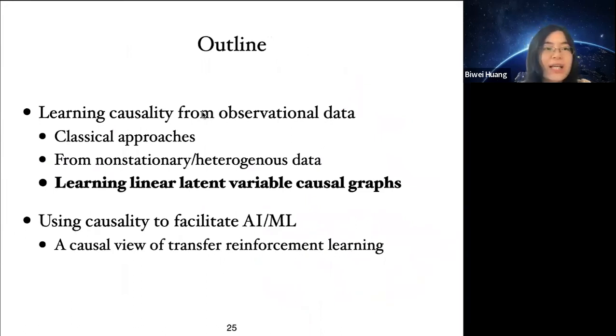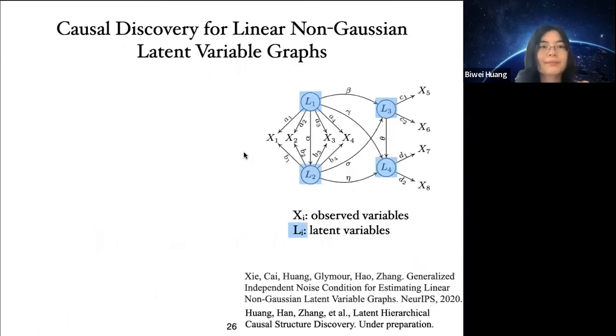Now let's go to the second project in causal discovery, learning linear latent variable causal graphs. Currently, existing methods in causal discovery usually focus on causal relations between the observed variables. But in many scenarios, the observed ones may not be the underlying causal variables, but are generated by latent causal variables or confounders that are causally related. In the following, I will focus on causal discovery in such a case with linear causal relationships and non-Gaussian noise terms. For instance, here, X are the observed variables, and L are the hidden confounders that cause X, and there are causal relationships among the latent variables L.